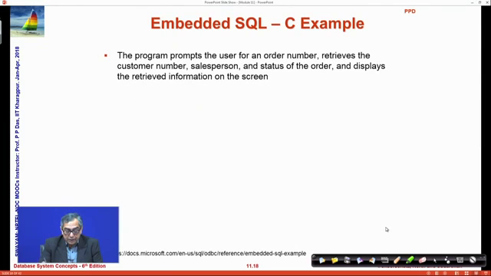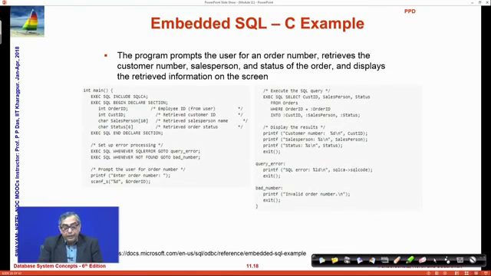So, let us look at an example. This is a program which prompts the user for an order number and retrieves the customer number. I mean, given an order number, it will retrieve the customer number, salesperson, and status of the order, and it will display that as the retrieved information on the screen. So, here is the C program. It starts here with the main.